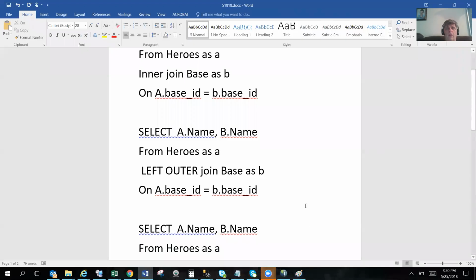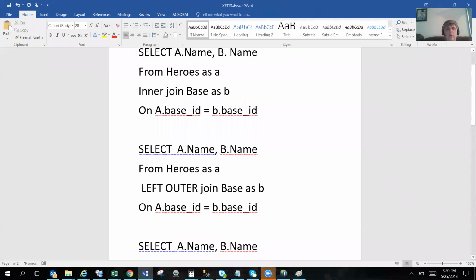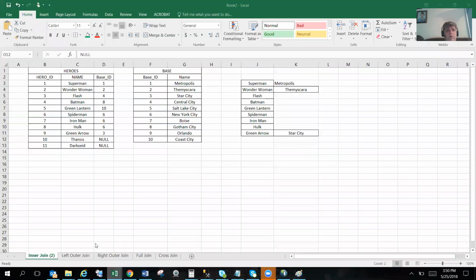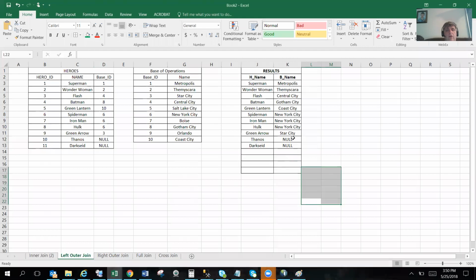Now, when you do these outer joins, this will come back as null. So with the left join here, if there is a base that's not there, then in our returns for the left outer join, Thanos and Darkseid are going to come up null. We may not want that. Nulls are never good. That's another story.